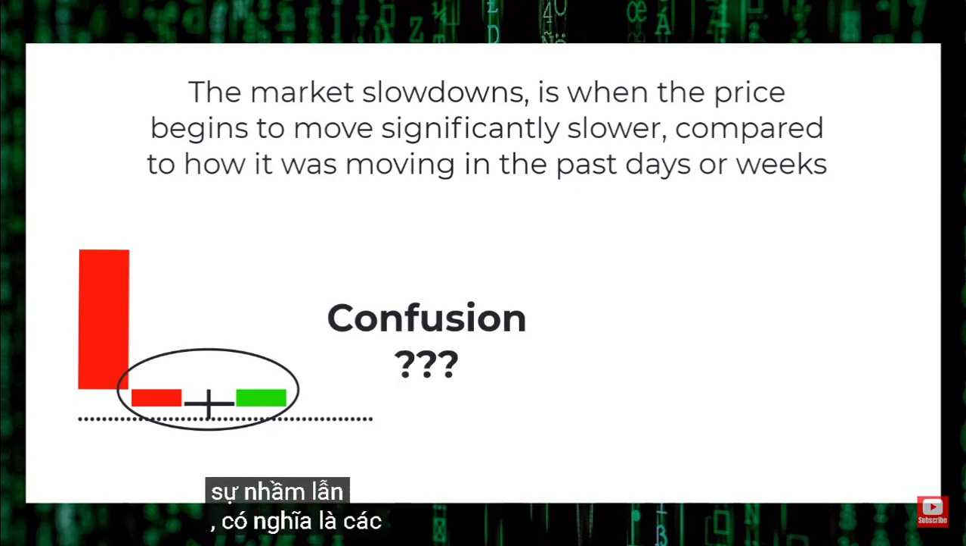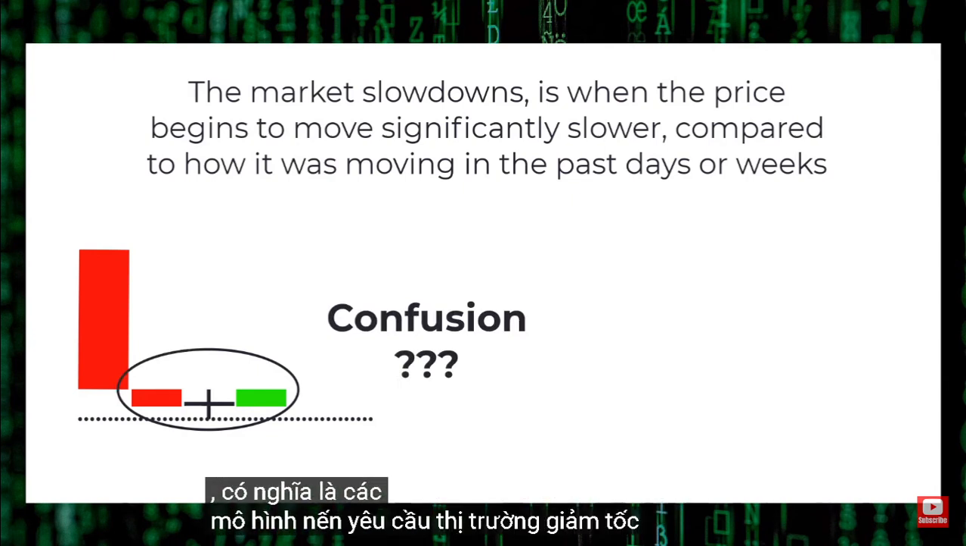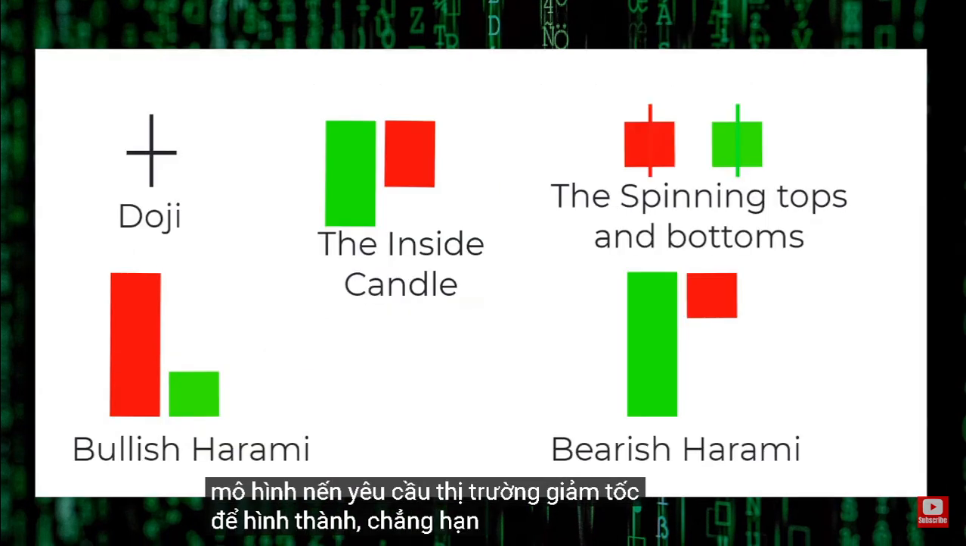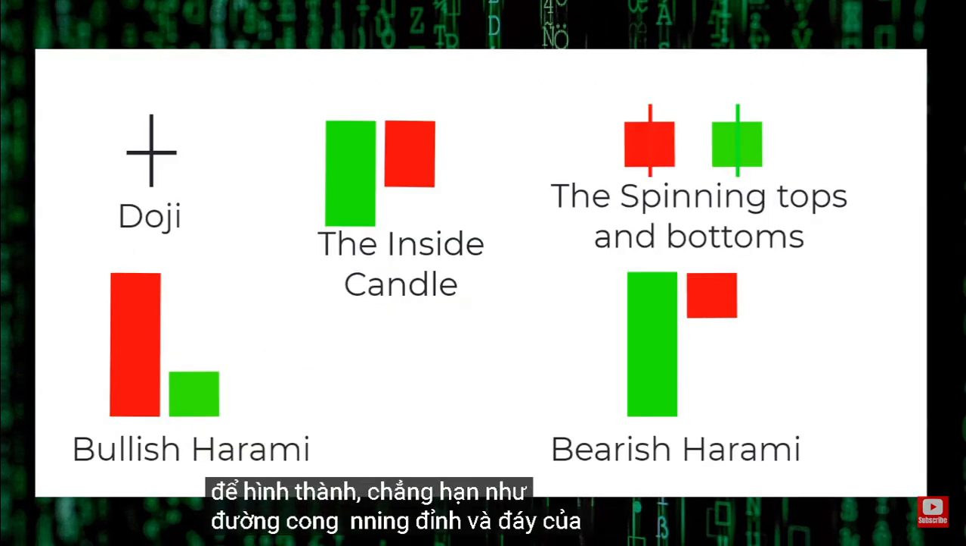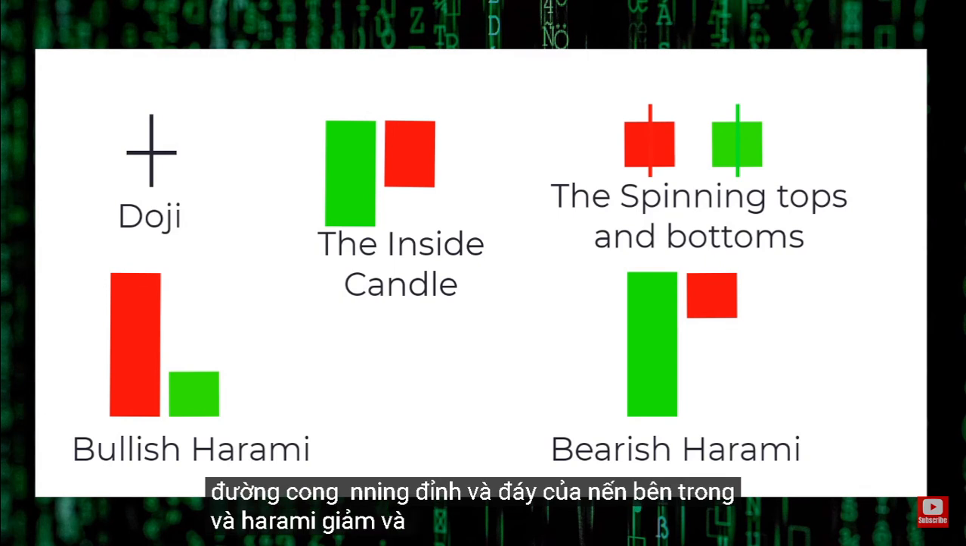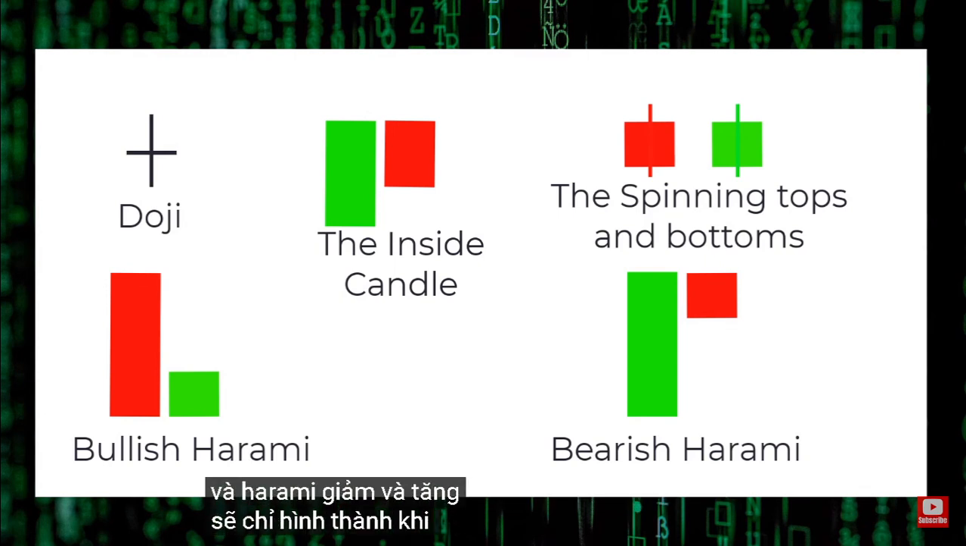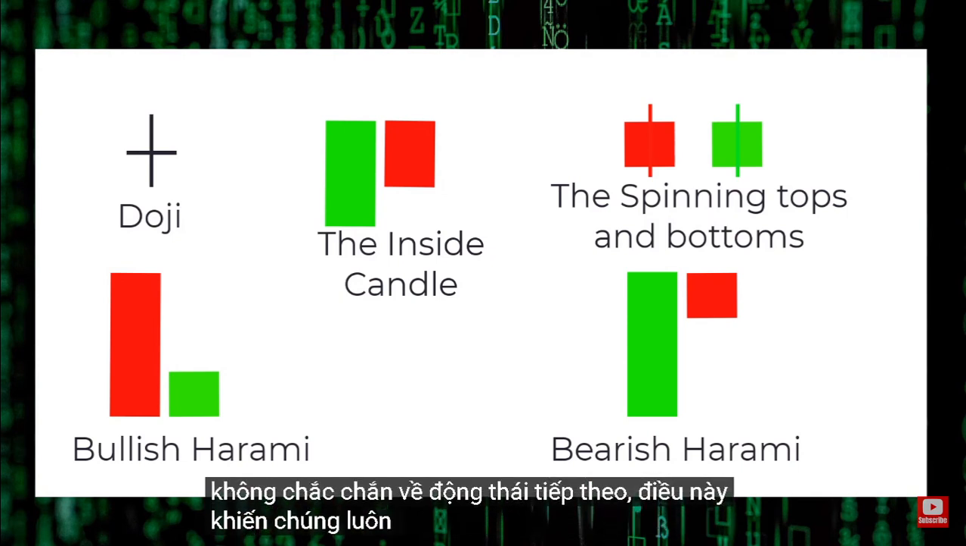Which means that the candlestick patterns that require the market to slow down in order to form, such as the doji, the spinning tops and bottoms, the inside candle and the bearish and bullish harami, will only form when the market is uncertain about the next move. Which makes them always remain weak patterns.